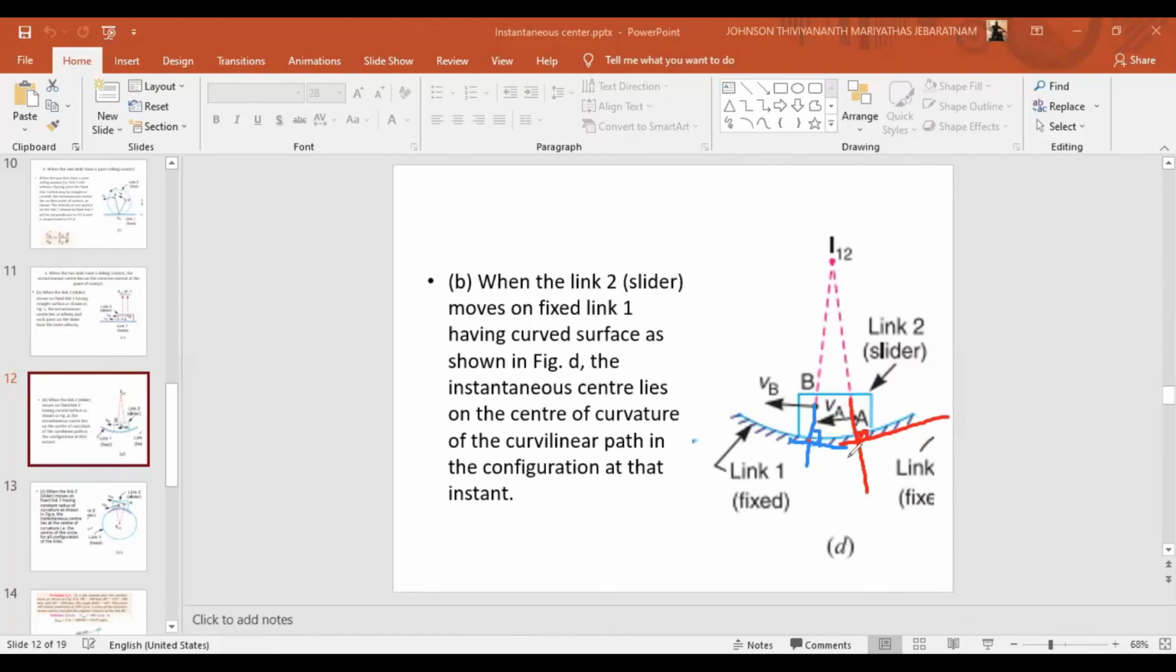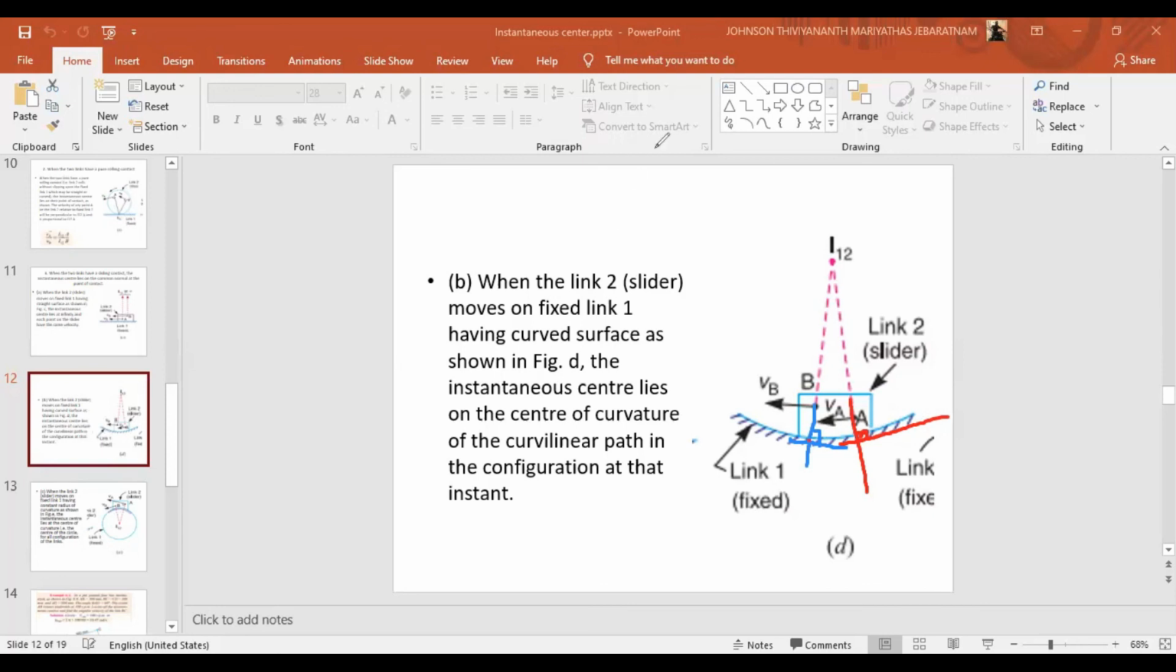In a similar way, the line drawn normal to this contact will meet at a point, and this point is going to be the instantaneous center. That is I1,2. Here 1,2 means 1 is the fixed link, 2 is the slider, and I is the instantaneous center, so we call it I1,2. So the instantaneous center lies on the center of curvature of the curvilinear path. About which point this curvilinear path is made, on that point the instantaneous center will lie.